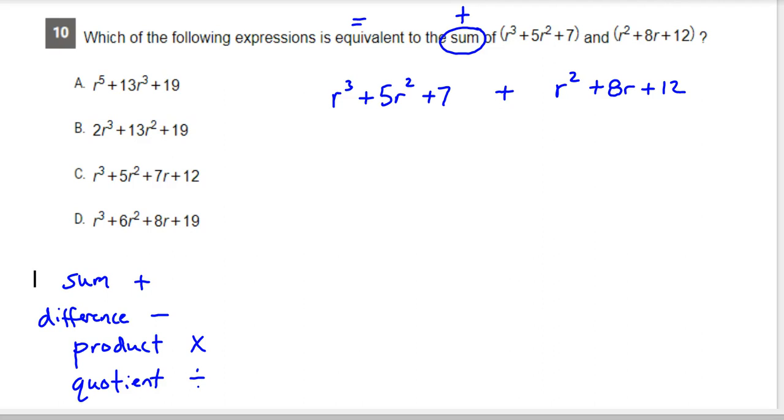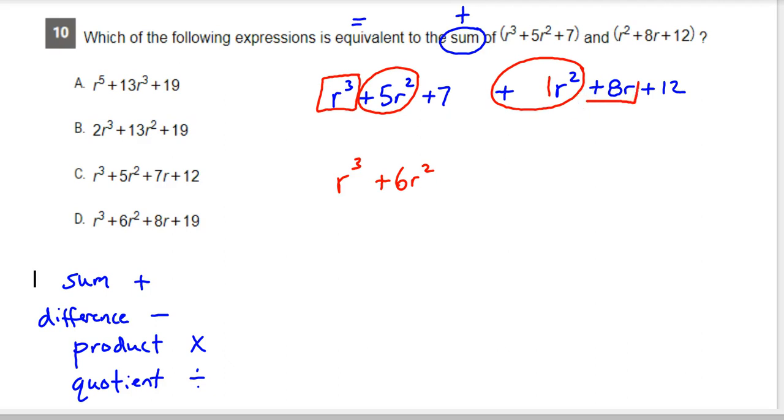So looking through here, remember, like terms have to have the exact same letters and exponents. I only see one r cubed. So I have r cubed. I see a positive 5r squared. Remember to always include the sign that's in front of the term. So 5r squared plus 1r squared, that's 6r squared. Looking for r's, I see I have just one 8r. So he's the only person in the r family. And then I have a +7 and +12, which is +19.